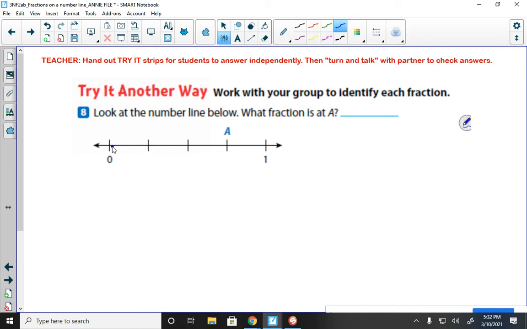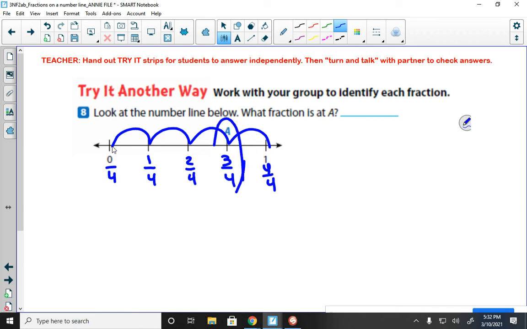So everybody, I know did this. 1, 2, 3, 4. It's broken up into fourths. We're pros at this now, right? And you're going to count by fourths. 0 fourths, 1 fourth, 2 fourths, 3 fourths, and 4 fourths. So A, what fraction is at A? 3 fourths. Did y'all get that right? Okay. Remember not to do number 9. We're doing that tomorrow.